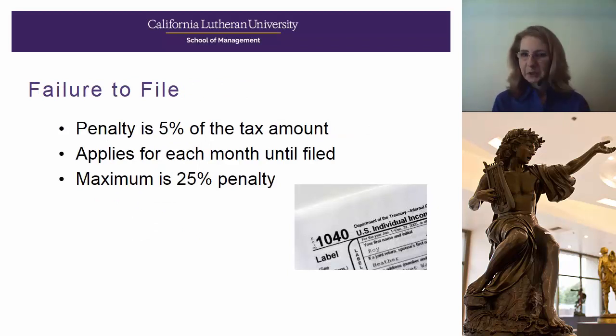You may be familiar with the concept of IRS issuing penalties. We'll talk about a few here. The first penalty we'll talk about is the failure to file. The failure to file penalty is 5% of the tax amount. It applies for each month until filed, but the maximum penalty is 25%. And this is for when a client has not filed the tax return, has not filed an extension, or we've gone beyond the extended due date of the tax return.